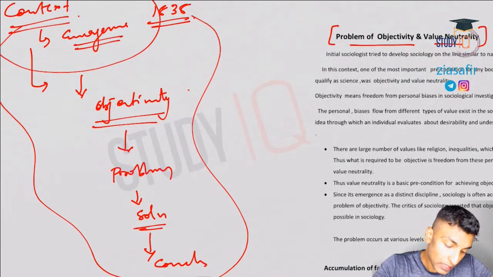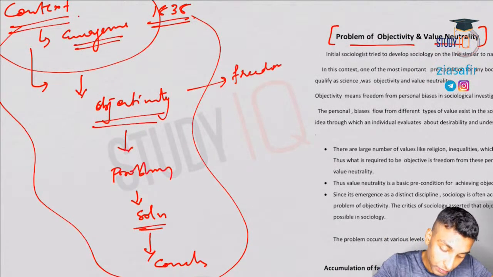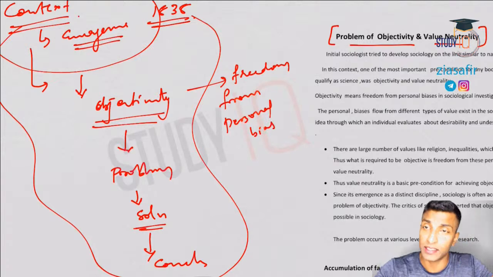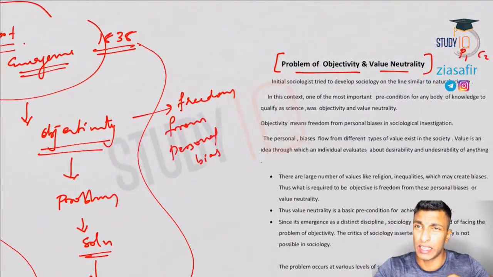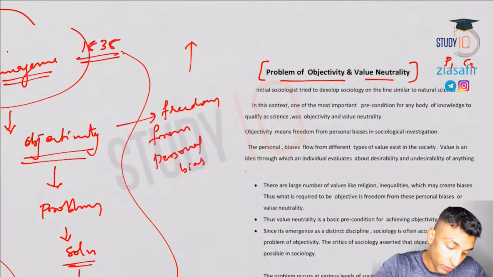Objectivity simply means freedom from personal biases. So there should not be any personal bias. Now, if you remember when we discussed, for example, the 1857 revolt.